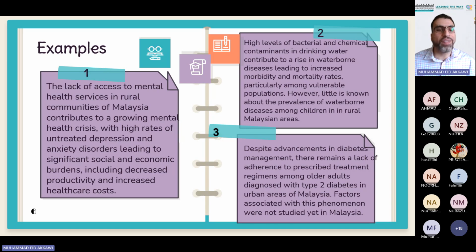Now, what are the factors? Is it because of the age? Is it because of the cost? Is it because of the complexity of this regimen, so they cannot handle it? So we will try to find out the reasons behind this phenomenon, which is the non-adherence to medication.